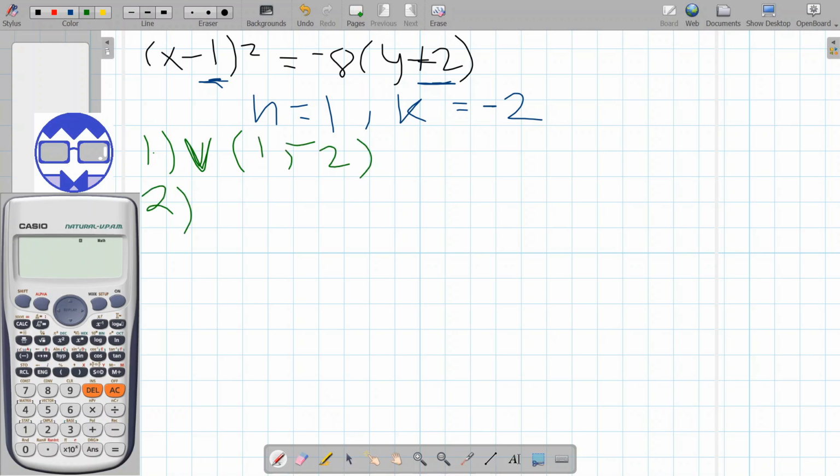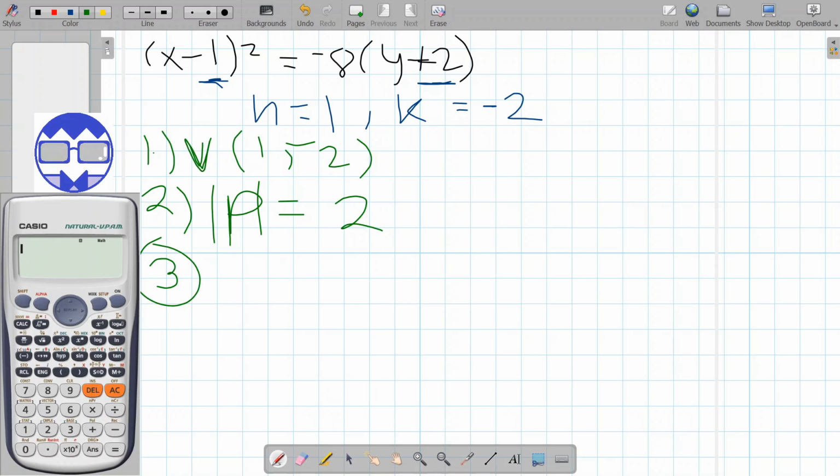Okay, the next, we can actually identify our p. So we simply divide negative 8 by 4. So negative 8 divided by 4 is actually negative 2. But again, we're taking the absolute value. So our p is just, the absolute value of p is just 2. Okay, so our focal distance is 2.